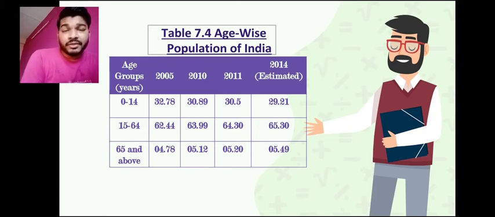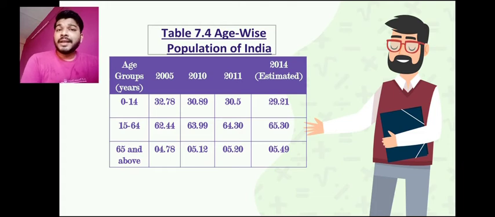Now the table here has been taken from the census data, and that is table 7.4, age-wise population of India. This table will help us have a better idea, and we are going to analyze this particular table also. There are 5 columns here: age group, followed by 4 different years, that is 2005, 2010, 2011, and 2014, which is estimated. Estimated means that after the 2011 census data, they have forecast how much the population will be in 2014.